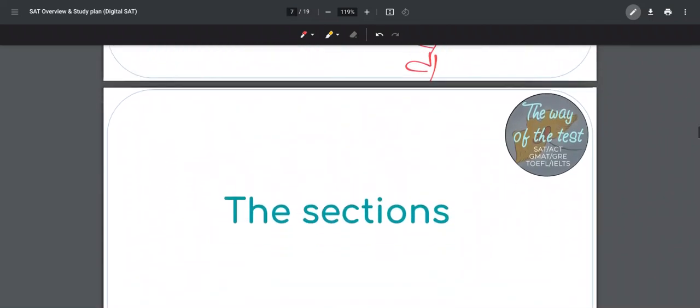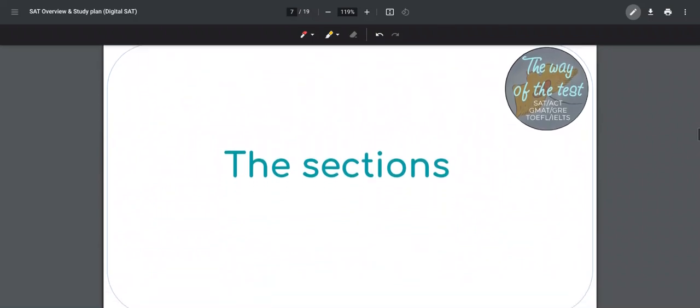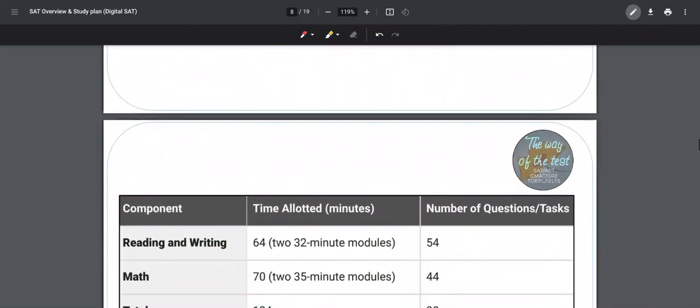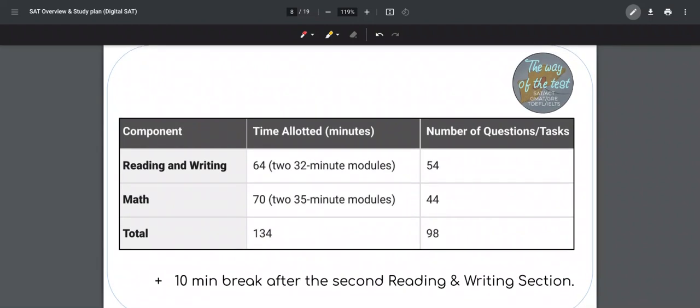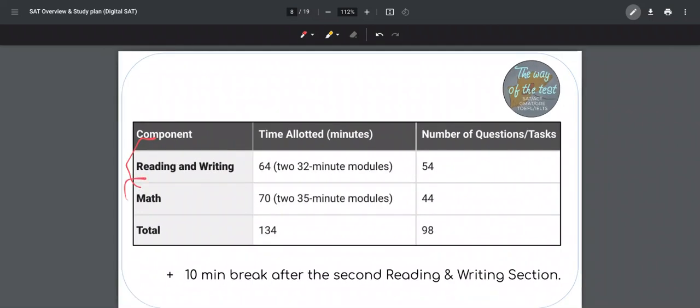Okay, now we're going to see how the SAT is structured. These are the sections of the SAT. Remember, this is the digital SAT, which is different from the paper-based SAT. If you're in the US, you're still taking the paper-based SAT until 2024. So we have 2 main sections, the verbal and the math section. The verbal is reading and writing.